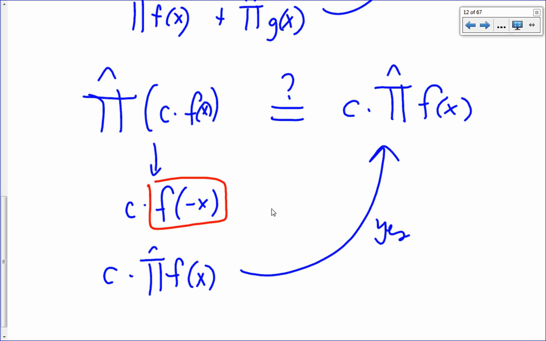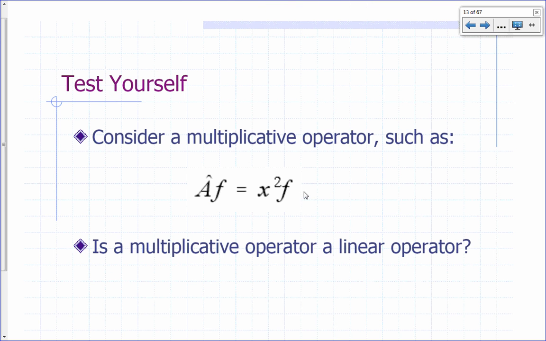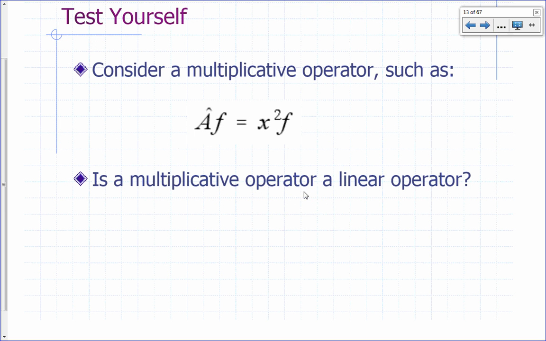Okay. Another type of operator you'll encounter is what's called a multiplicative operator. Is it time? Okay, we'll continue this next time.